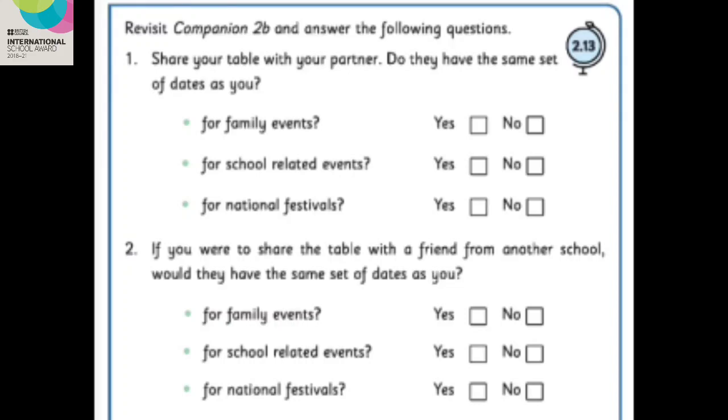Now we discussed about the family event, national event and also the school event. 3 events we wrote. No, we made a note of it. Now they are telling share your table with your partner. Do they have the same set of dates as you? Imagine you have a neighbor and you are asking her to make a note of all these things in her rough note or somewhere, and if you both compare it, how the details will be?